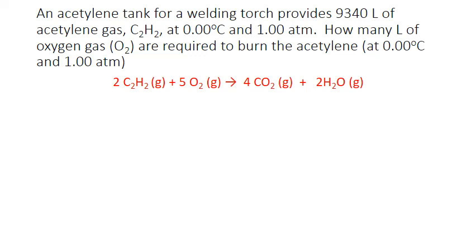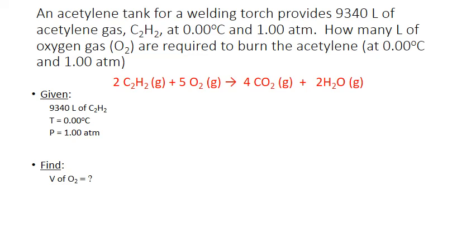An acetylene tank for a welding torch provides 9,340 liters of acetylene gas at 0 degrees Celsius and 1 atmosphere. How many liters of oxygen gas are required to burn the acetylene? And we're given the balanced chemical equation for the combustion of acetylene. So the first step in any chemistry problem is to define what we're given. We have a volume of acetylene gas, a temperature, and a pressure. And we're asked to find the volume of oxygen that reacts with this.